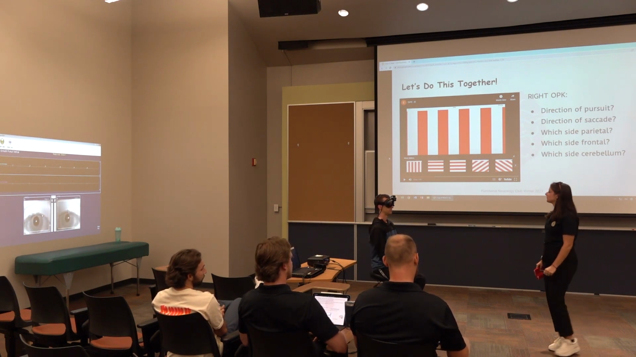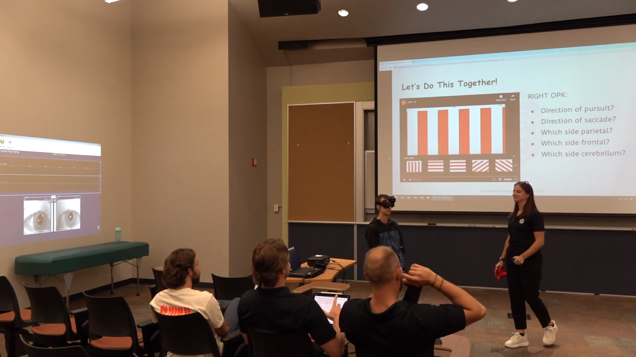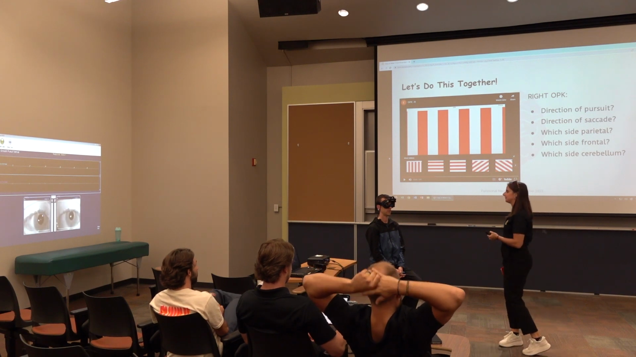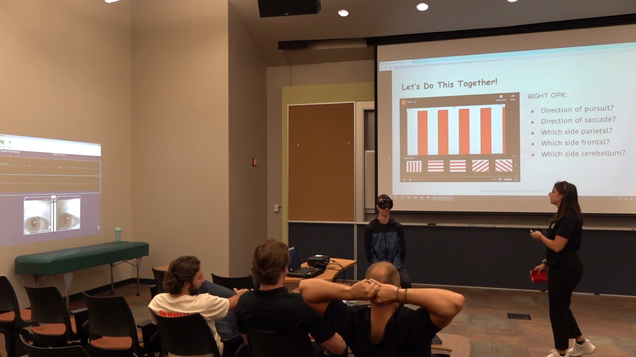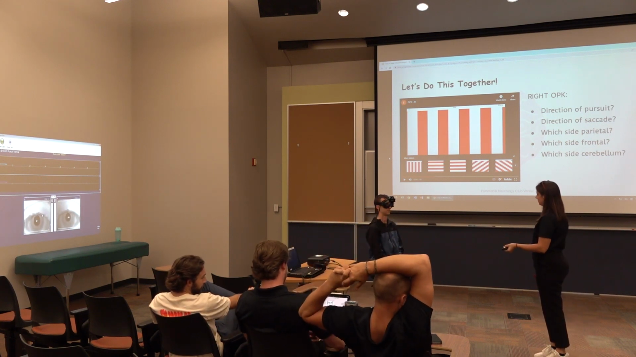So your saccade is which way? Left. So what frontal lobe? It's the opposite frontal lobe. So it's ipsilateral parietal lobe for pursuits, and then for saccades, it's contralateral.